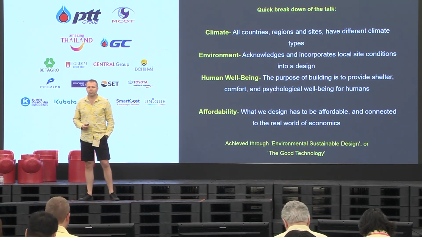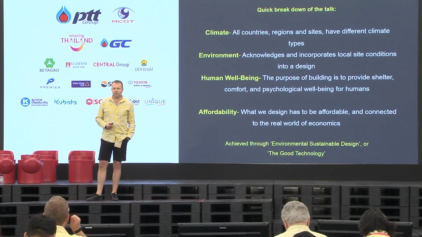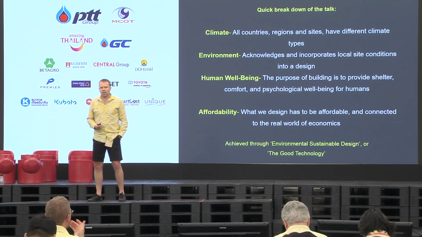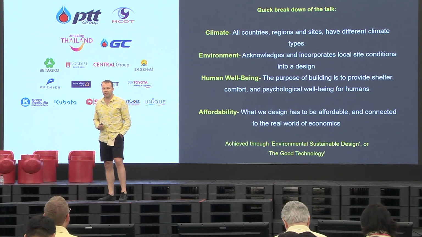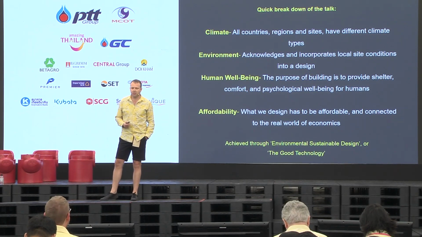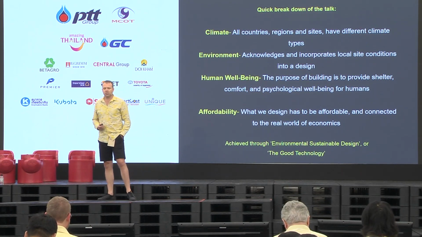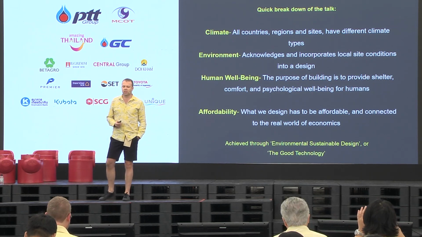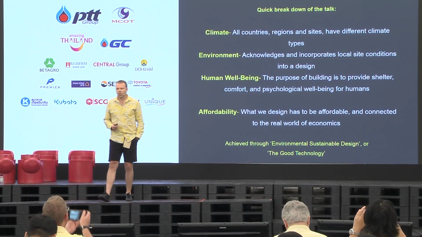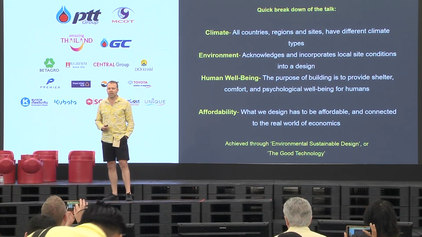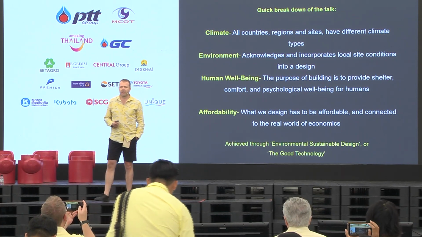So I just want to quickly run down on the key areas that I'll be talking about. Climate, all countries, regions, and sites have different climate types. Environment acknowledges and incorporates local site conditions into a design. Human well-being, the purpose of building is to provide shelter, comfort, and psychological well-being for humans. Affordability, what we design has to be affordable and connected to the real world of economics.